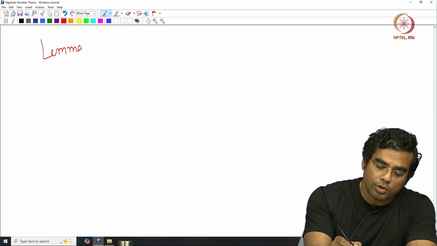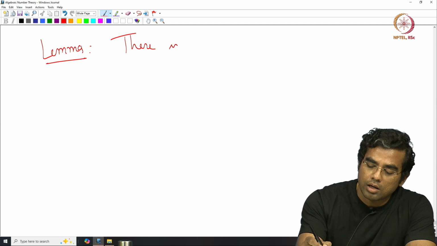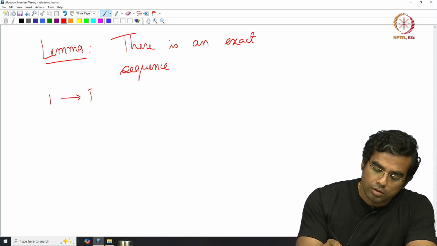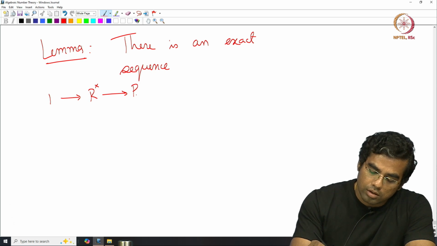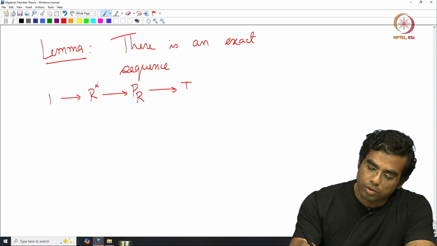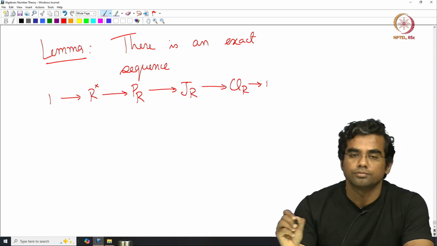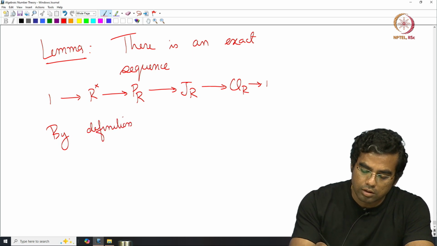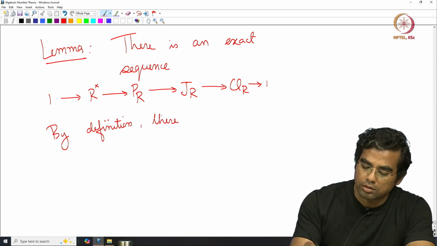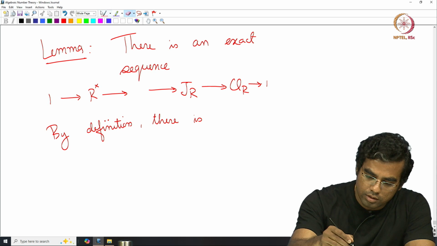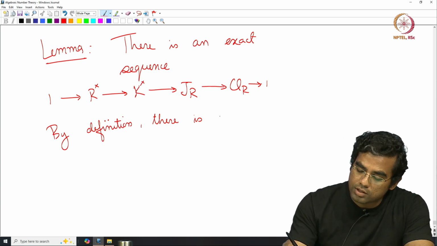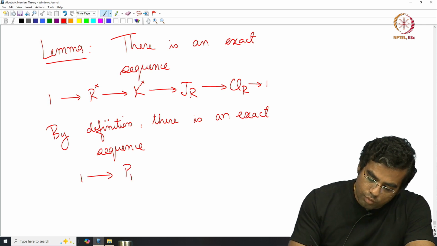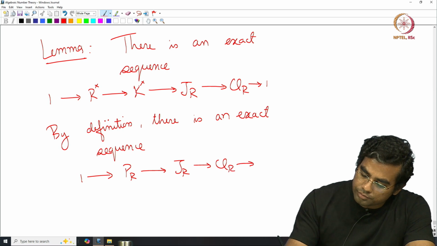So, here is a lemma that I am not going to prove because it is very easy. There is an exact sequence like this, which is 1 going to the units of R, going to the non-zero principal fractional ideals of R, going to J sub R, going to CL sub R. Okay. Well, I said I am not going to prove this, but let me just say, by definition, sorry, this should not be P sub R, this should be K cross. By definition there is an exact sequence 1 going to P sub R, going to J sub R, going to CL sub R, right.